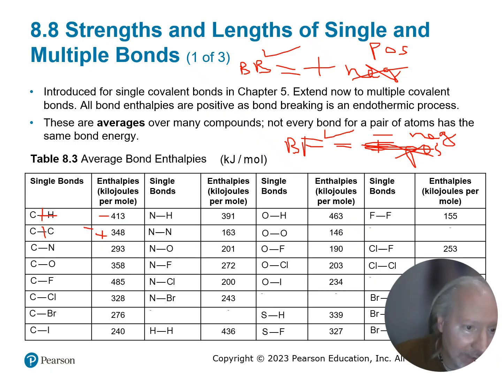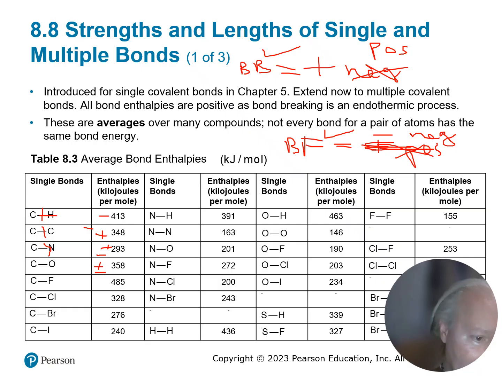Okay, so if carbon and nitrogen, you want to break that bond. If you break that bond, that's going to be positive. If you reform it, it's going to be negative. If you break the carbon oxygen bond, it's going to cost you plus 358 to break that bond. If you form a carbon oxygen bond, it's going to end up being a negative, and it's going to release 358 kilojoules per mole when it reforms. It only works one direction. Make sure that makes sense, right?